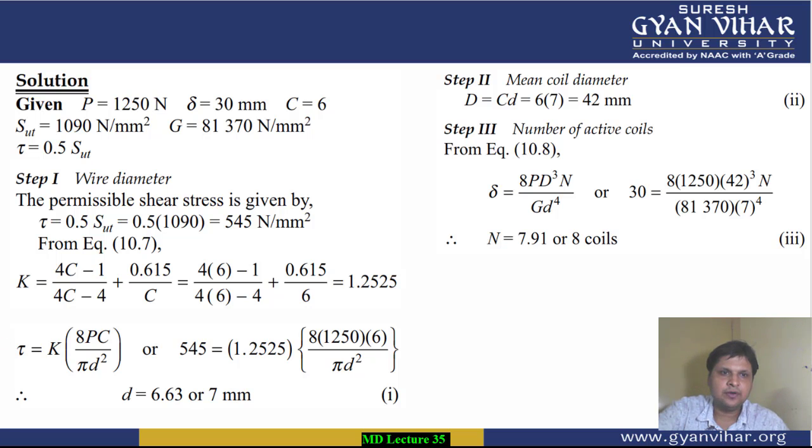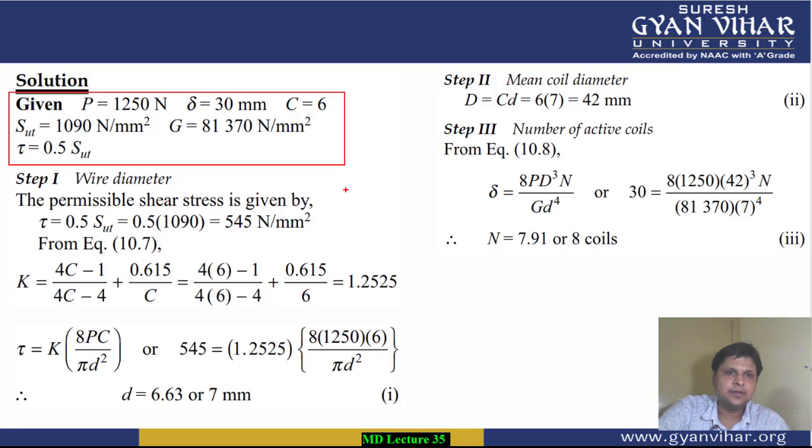See, students, first of all, whatever values are given in the numerical, we have listed those values. Load is given to us as 1250 Newton, deflection 30 mm, spring index C, ultimate tensile strength 1090 Newton per mm square, modulus of rigidity G 81370. This means that the material used is steel.